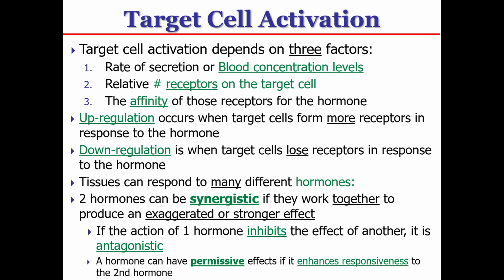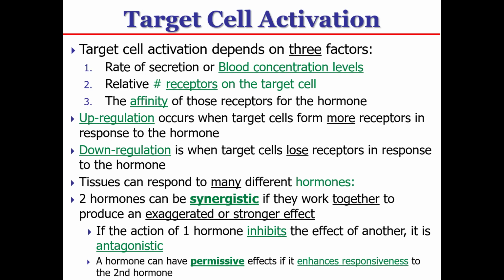So the target cell activation depends on factors like blood concentration levels, relative numbers of receptors on the target cell, and the affinity, which is the attractive forces between the receptor and its hormone. Remember, we're not talking about covalent bonds here. We are talking about some of the weaker bonds like hydrogen bonding and van der Waals interactions. So these can be easily used as kind of an on and an off when you have some of the weaker bonds.